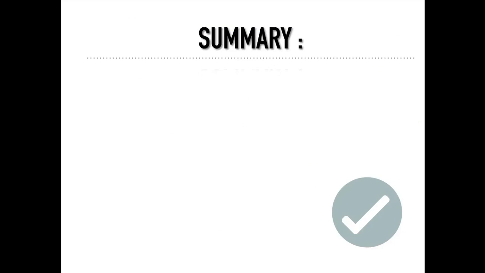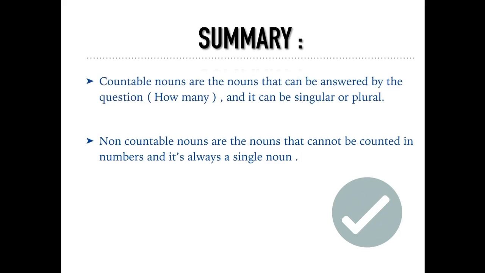So, moving on, the summary. We are going to repeat the stuff that we said earlier. Countable nouns are the nouns that can be answered by the question how many, and they can be singular or plural. So this is the easiest summary in the world. And non-countable nouns are the nouns that cannot be counted in numbers, and they are always a single noun, such as information. We can't say informations. So this is the summary.